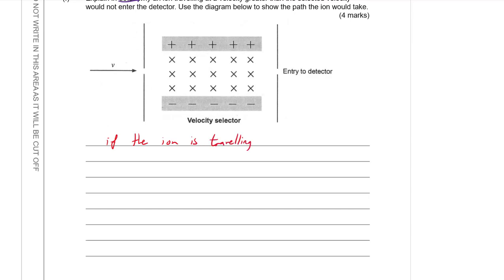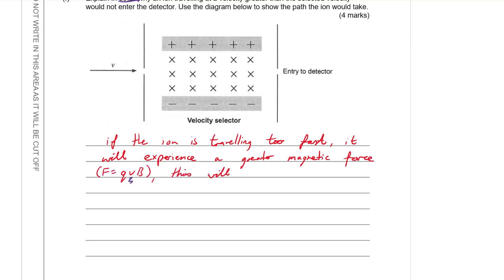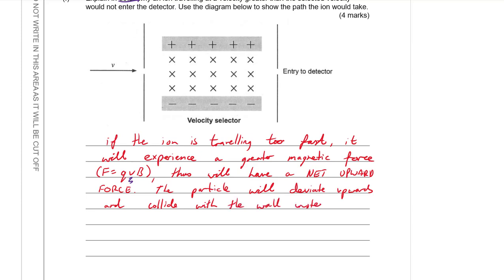So I'm saying that if the ion is traveling too fast, then it'll experience a greater magnetic force because you've got F equals QVB, and that means it'll have a net upward force, and the particle will then deviate upwards and obviously probably collide with the wall or the barrier instead of passing into this entry over here.